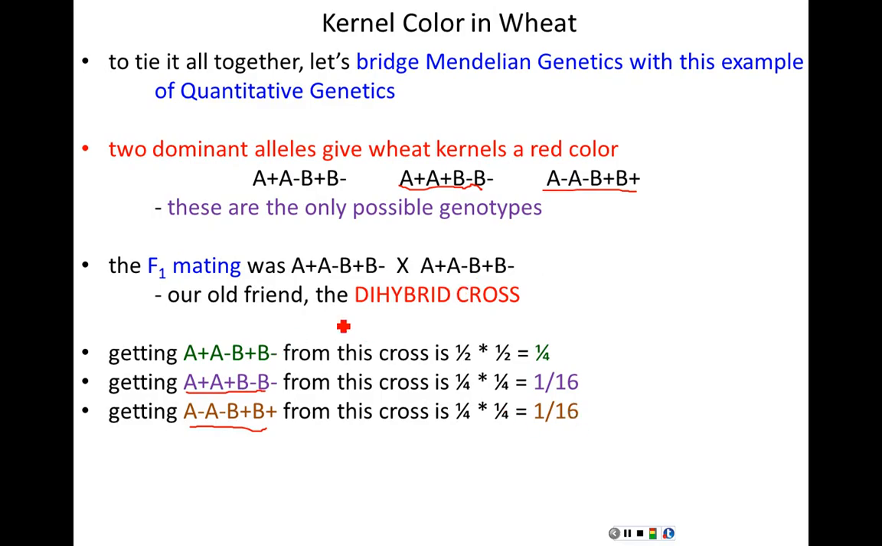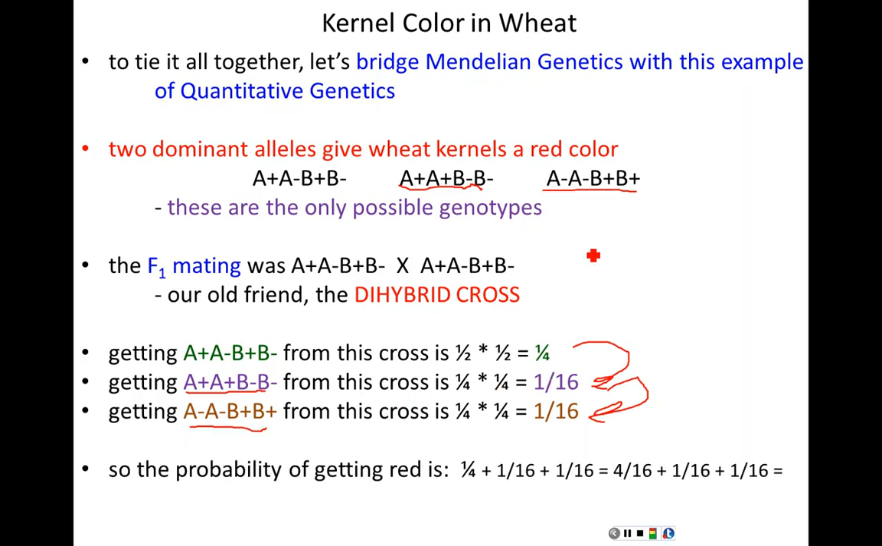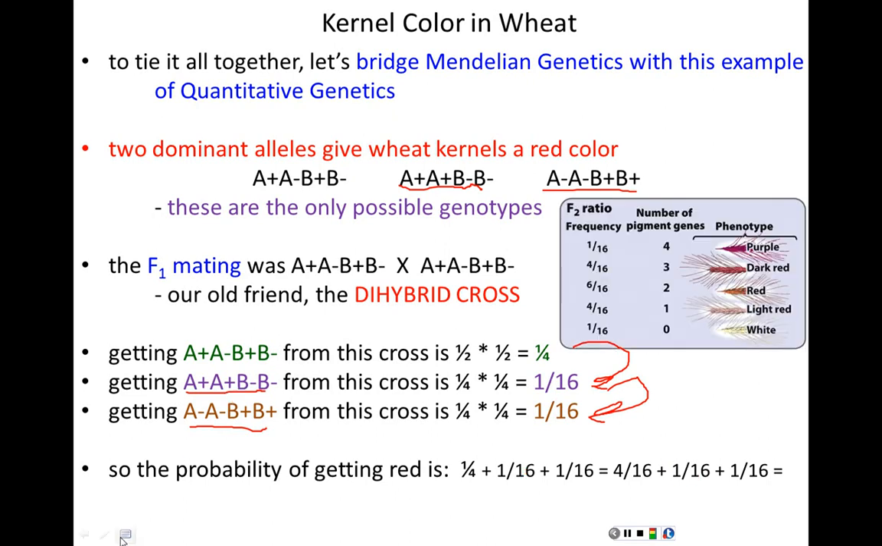So what is the probability of being red, having this genotype, or this genotype, or, that's an or statement, the sum rule of probability, we must add our probabilities. You can be red with this genotype, or this one, or this one. And so 1/4 plus 1/16 plus 1/16 is 6/16. 6/16 of these plants are going to be red. And look, 6/16 of these plants were red.